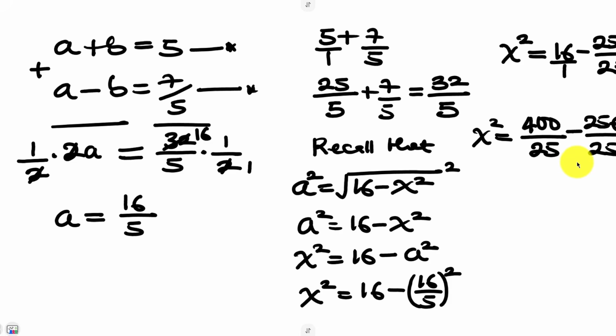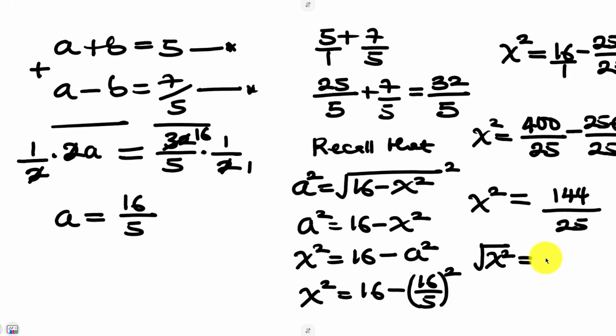Now the denominators are the same, so I can just write it, 25. So 400 minus 256, I have 144. And remember, this is equal to x squared. Now let's get rid of this square by taking the square root of both sides. So I'll take the square root of x squared. This is equal to plus or minus, I'll take the square root of 144 all over 25.